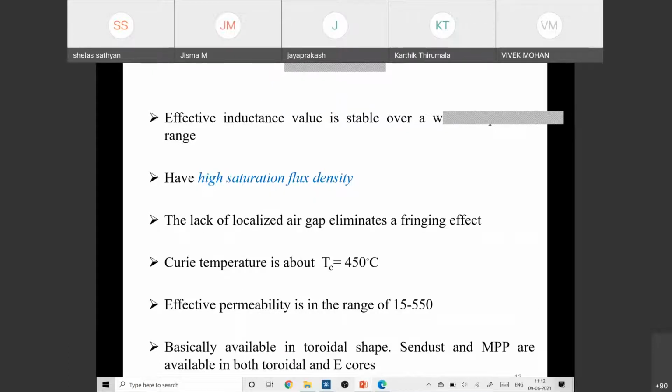Another advantage of the powdered iron core is that it has a high saturation flux density, around 1 Tesla, whereas the ferrite core has around 0.45, which is the maximum. Here it is almost double, and it also has a high Curie temperature. Basically, these powdered iron cores are available either in a toroidal shape or as an E-core.